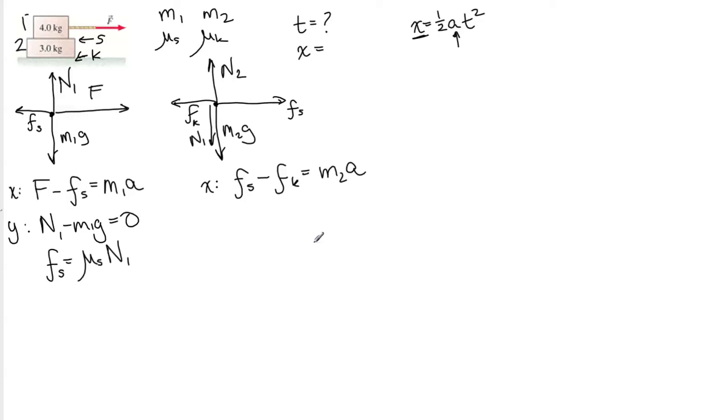Then in the y direction, I have normal force number 2 minus normal force number 1 minus m2g equals 0 because it's not moving in that direction. And then the sliding friction is happening on this surface here, which has to do with this normal force number 2. So sliding friction is mu sub k n2. Right? And those are all my equations. And all I need to do is find out what the acceleration is.